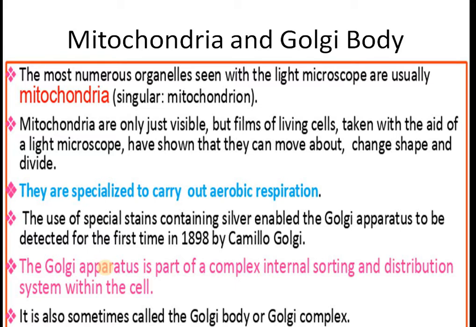Then the next point tells you about their origin, how they got to be discovered. This was done by a scientist after whose name the Golgi apparatus was named. The Golgi apparatus is part of a complex internal sorting and distribution system within the cell. When we go through this organelle in detail, you will get to know that it is involved in distribution and sorting of certain things. They are also involved in taking things out of the cell in the form of vesicles. They are also called the Golgi complex.